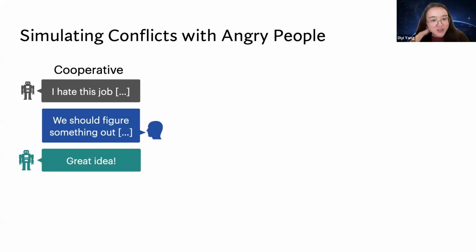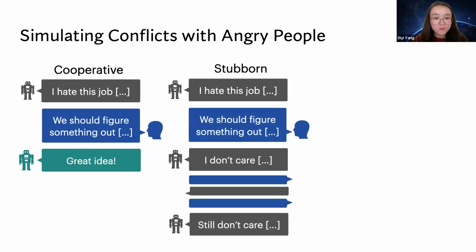However, there are a lot of failure modes if you just use off-the-shelf large language models to simulate the conflict. The first one is that we are very likely to get a simulation that's very cooperative. In this case, the language model agrees with people too quickly and makes the practice not very effective. So whatever you try, the language model is going to agree with you.